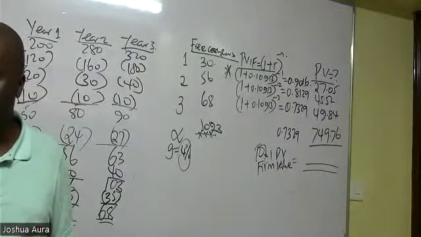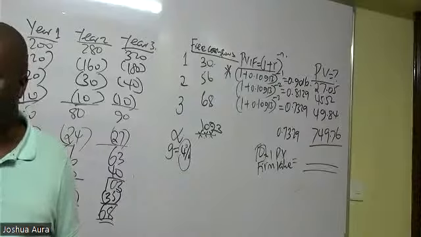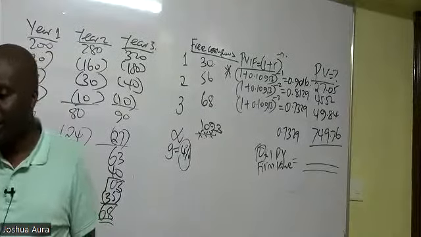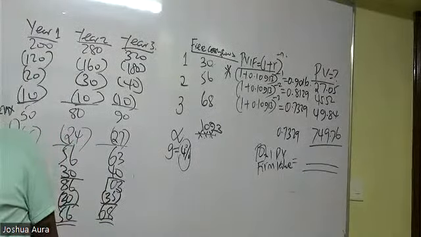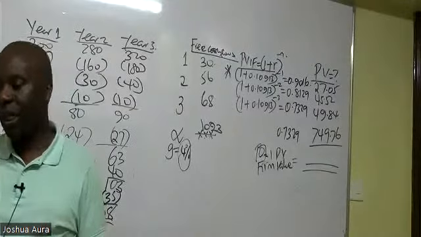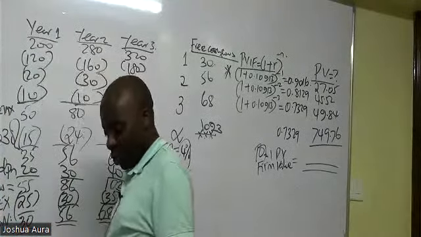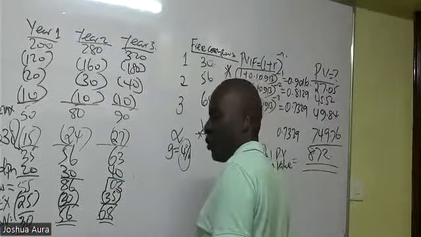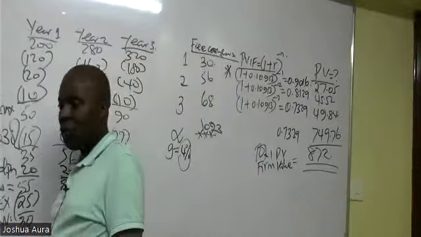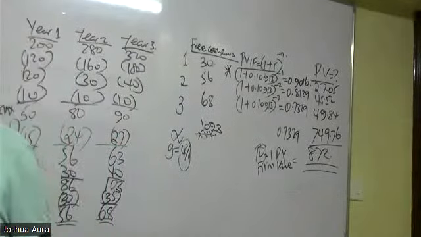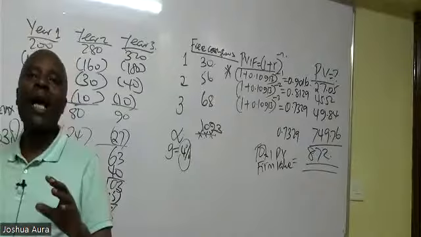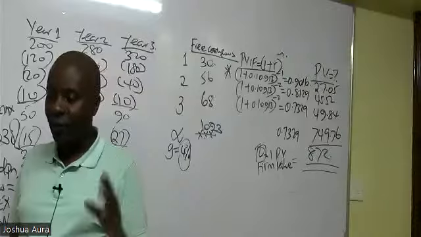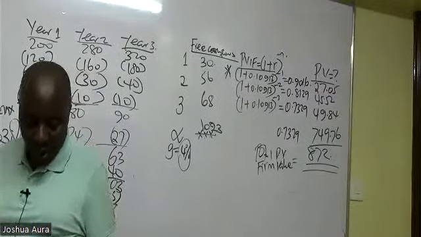According to Paul Macao, the farm value is supposed to be 862. Mosan Matara says it is 872. I don't know who is telling me the truth. 872 million. Yes, that is the farm value. So I can't pay more than that.